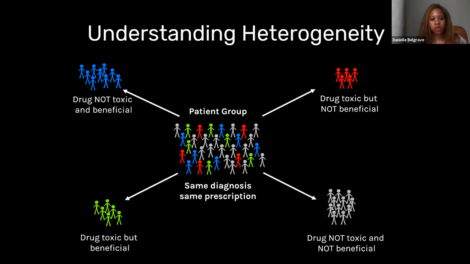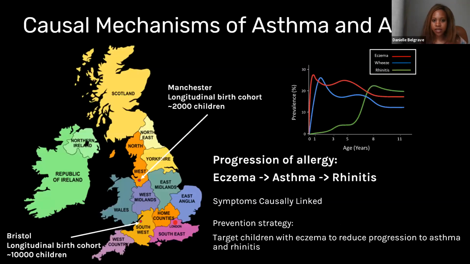This underpins most of my research, and I'm just going to present 2 examples that I've been working on. The first is understanding heterogeneity in asthma and allergy. I'm working in the United Kingdom, and this was the study I did as part of my PhD thesis, looking at why people develop asthma and why people develop hay fever.